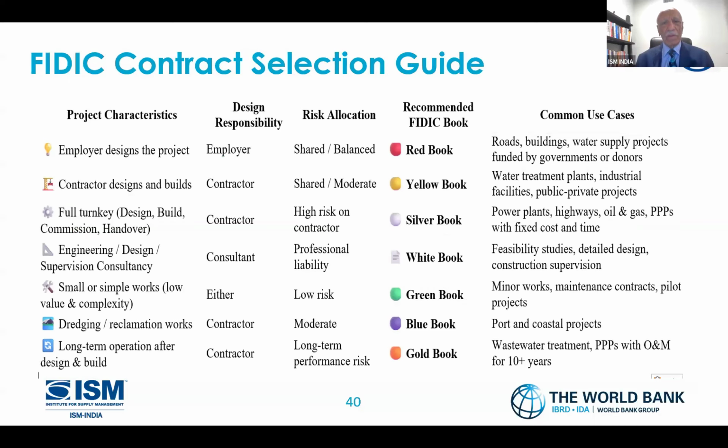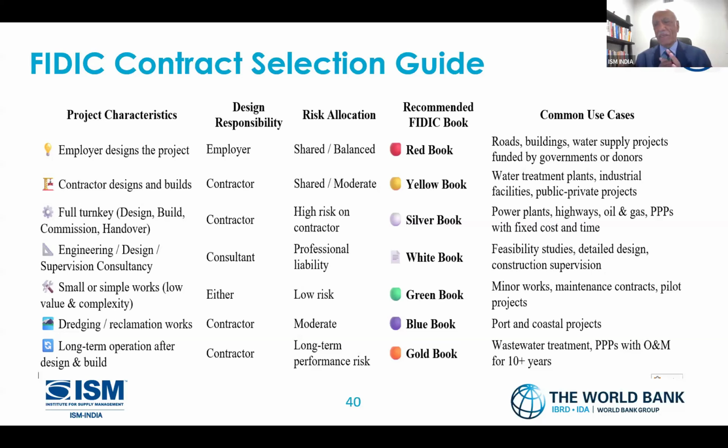The selection guides. Again, I'll just give very quick ones. Employer designs and projects, road buildings, water supply projects funded by the donors, I'll go with the red book. Contractor designs and builds, like water treatment plants, industrial facilities, public-private projects, I'll go with the yellow one. And the next one is the turnkey, when I'm doing power plants, highways, oil and gas, triple P projects. I'll go with the silver book.